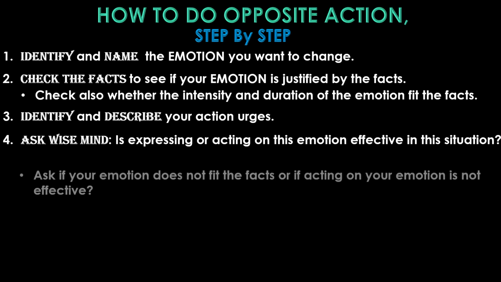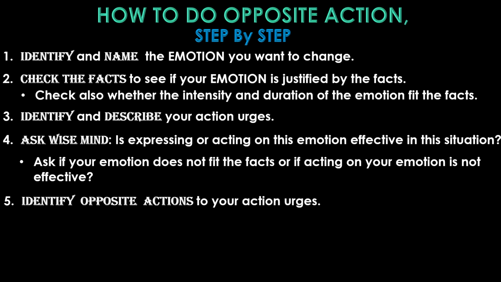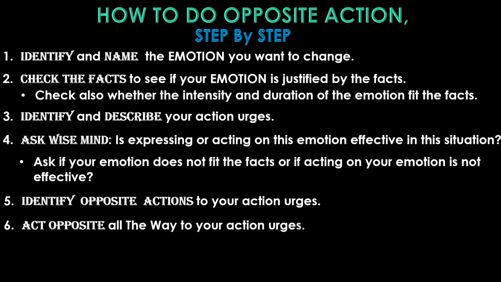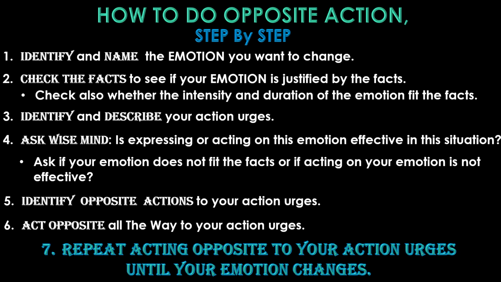Ask if your emotion does not fit the facts or if acting on your emotion is not effective. Number 5, identify opposite actions to your action urges. Number 6, act opposite all the way to your action urges. And number 7, repeat acting opposite to your action urges until your emotion changes.